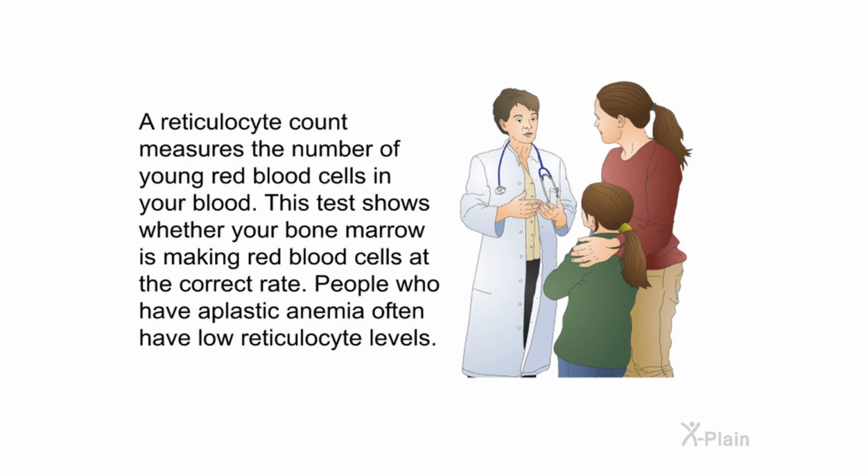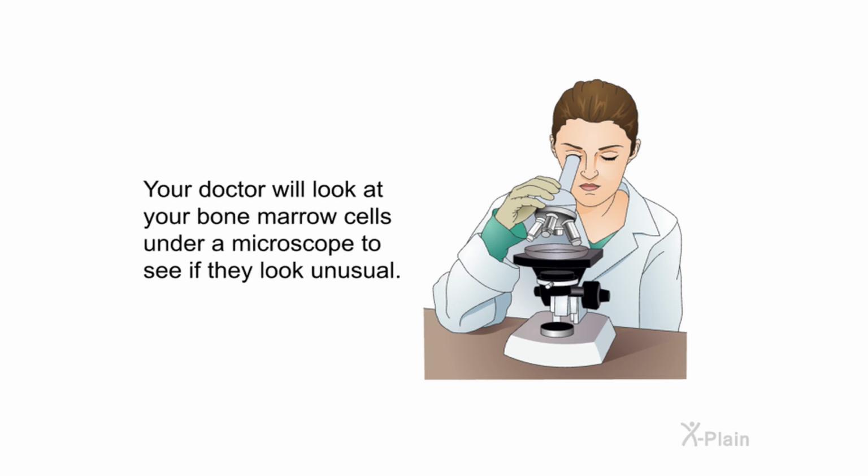A reticulocyte count measures the number of young red blood cells in your blood. This test shows whether your bone marrow is making red blood cells at the correct rate. People who have aplastic anemia often have low reticulocyte levels. Your doctor will look at your bone marrow cells under a microscope to see if they look unusual.